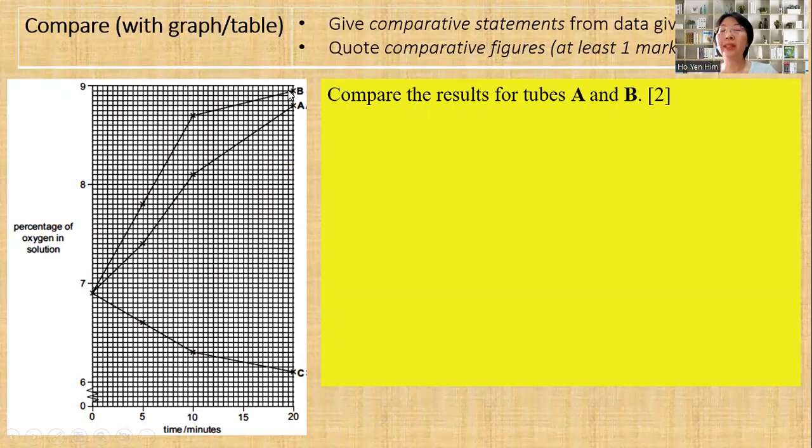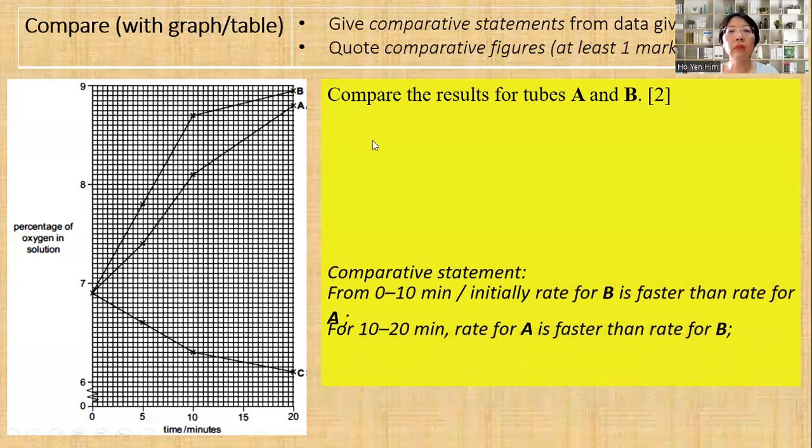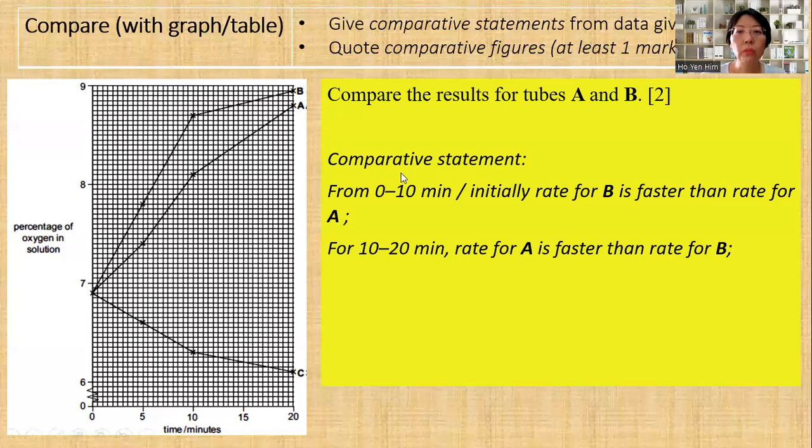This one we want to do because it's a compare. So this is a compare question. For compare, you need to give a comparative statement. That means higher or lower between the two curves, right? Which one is higher, which one is lower, which one is faster, which one is slower. And then quote the comparative figures at least once. So compare the results for tubes A and tubes B, right? So you need to put comparative statements.